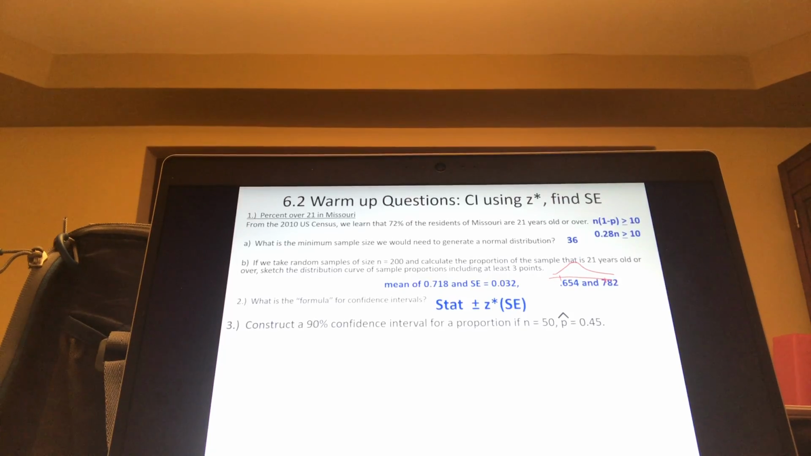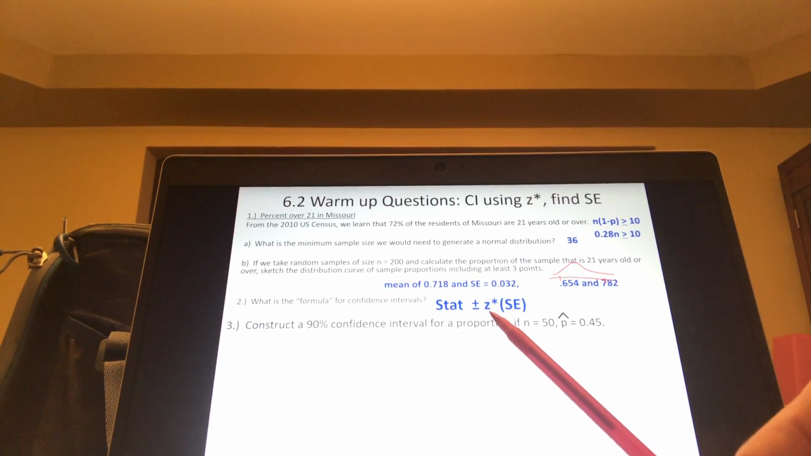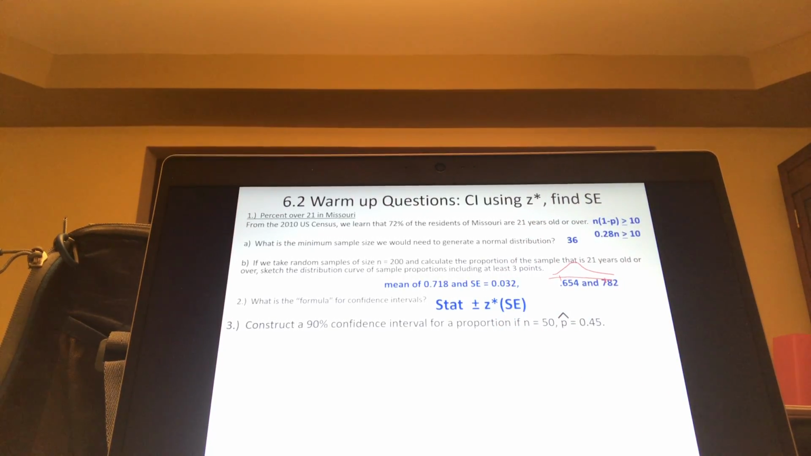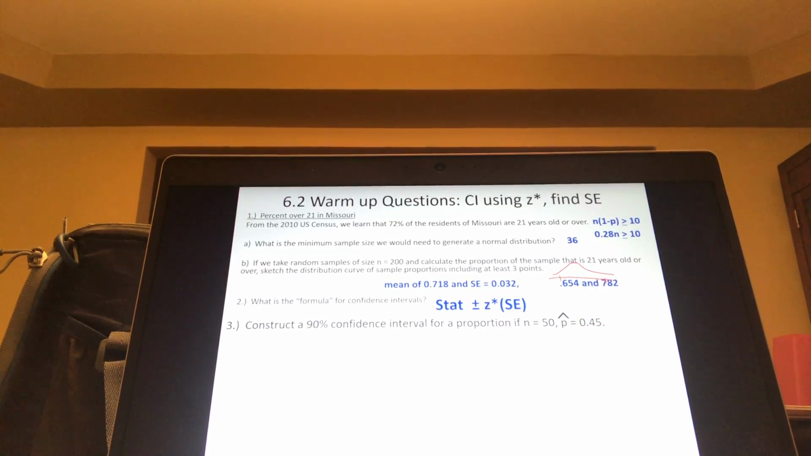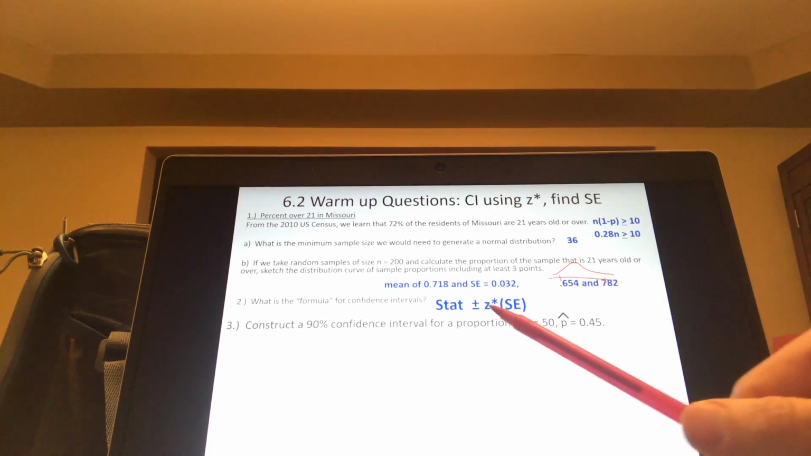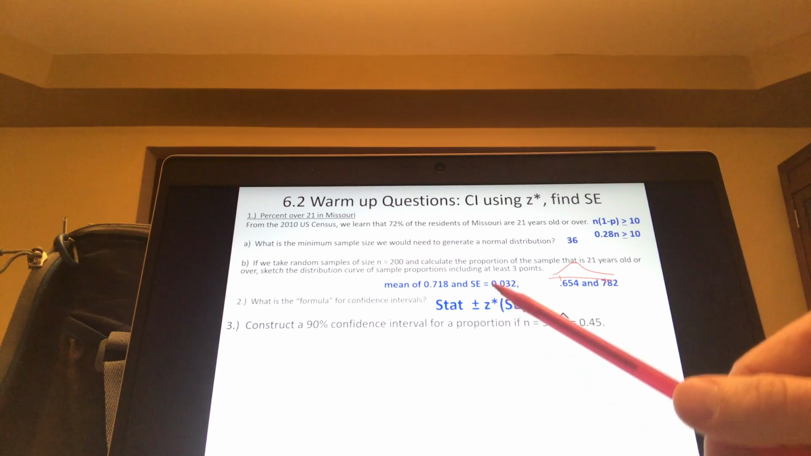George had sent me an email asking me where the heck this z-star value comes from. I think it was George. Somebody asked me, maybe Nolan asked me that question, which is a good question. The z-star values come from your notes from chapter 5. So this is directly connected to what you did in unit 5. So there's a z-star value for 95%, there's one for 98%, there's one for 99%, there's one for 80%.